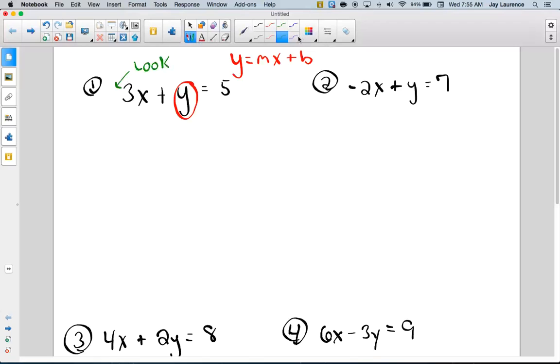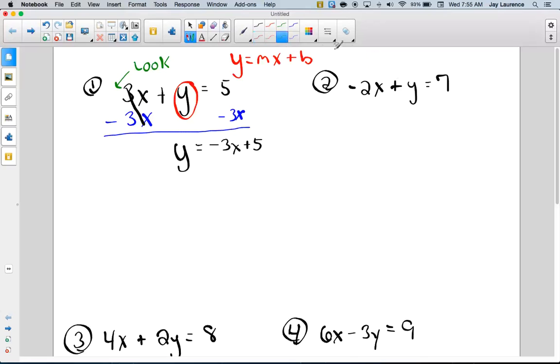To get rid of that 3x, I'm going to subtract 3x. Again, it's not because of this. No, because this is a positive 3x. So I'm going to subtract 3x on this side. Okay, when I do that, those cancel, and I get y equals, and these are not like terms, so I'm just going to write down negative 3x plus 5. And there you go.